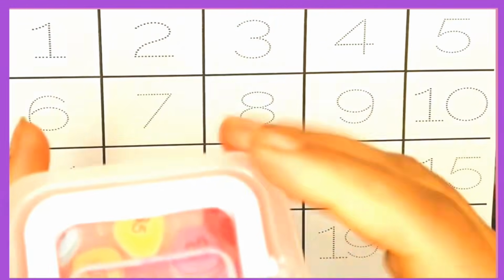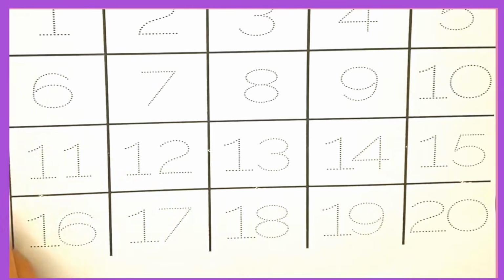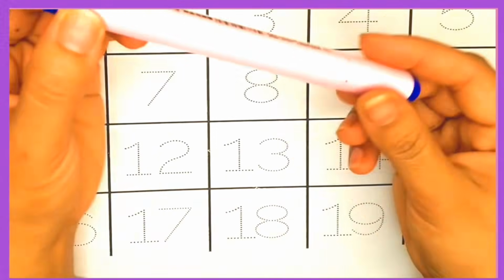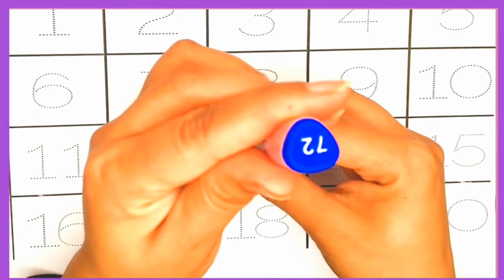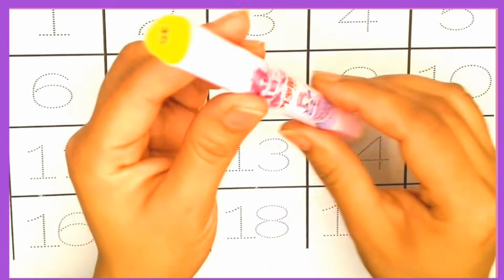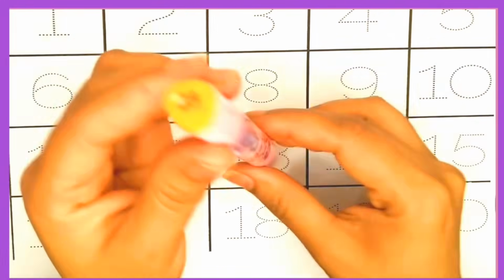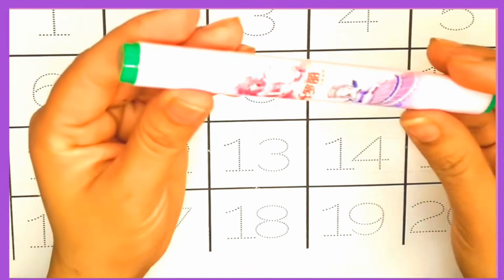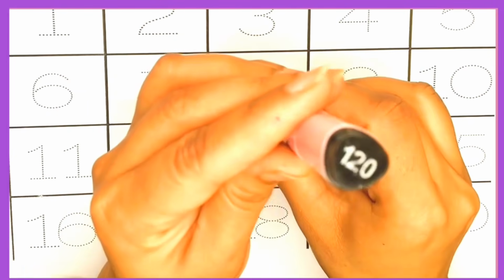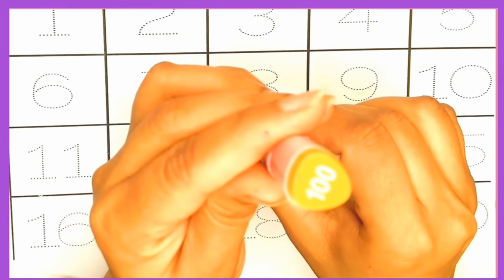Learn about color names. Purple color, blue color, red color, yellow color, orange color, green color, black color, brown color.